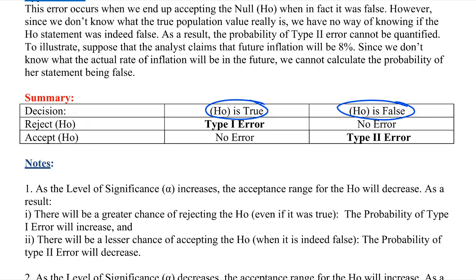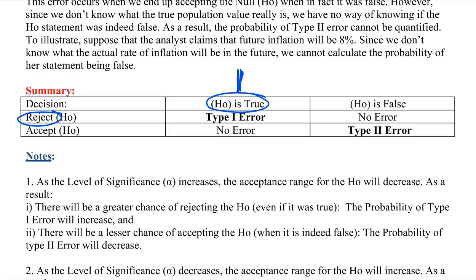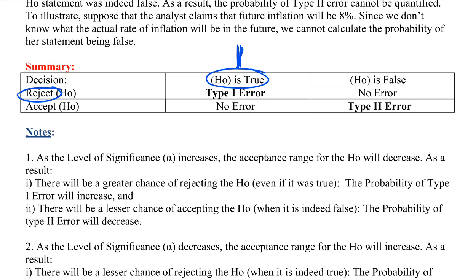So if the null is true and you reject it, that sounds like an error. So let's concentrate on this over here, right, ladies and gentlemen? Once again, if the null is true and you rejected it, that's an error. It's a type 1 error. On the other hand, if the null is true and you accepted it, that's not an error. That seems to be about right.